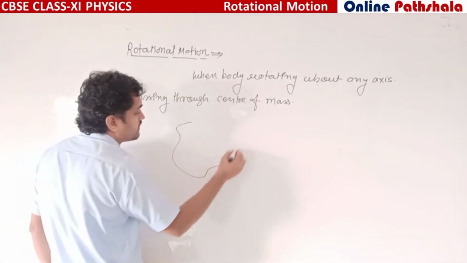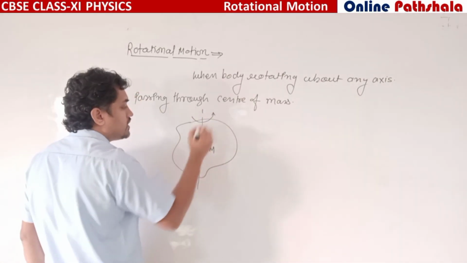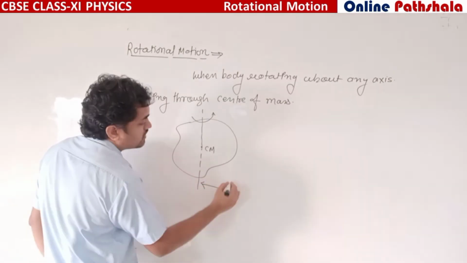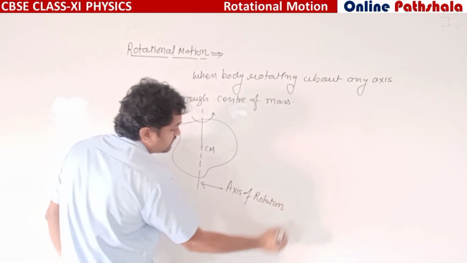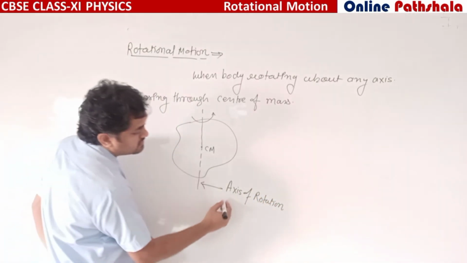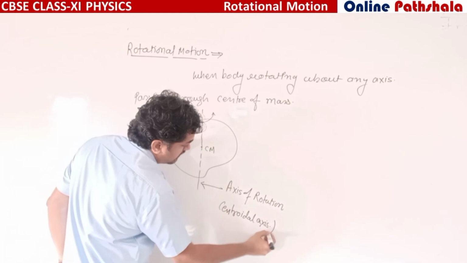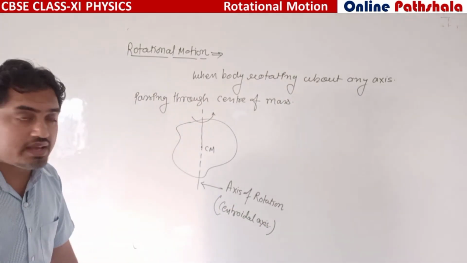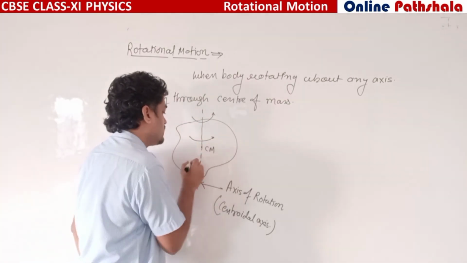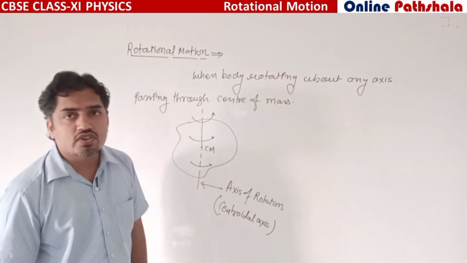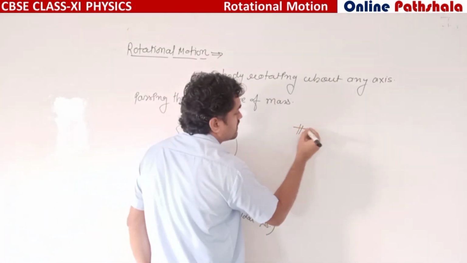Let us consider a body. It is the center of mass and the whole body is rotating like that. This axis is called the axis of rotation, also called the centroidal axis. Now, when this body is rotating, each particle is rotating about the same axis, it is called rotational motion. In this case, the center of mass remains stationary. So, some points we have to remember.